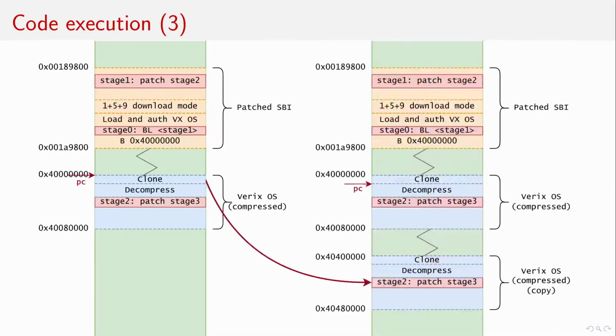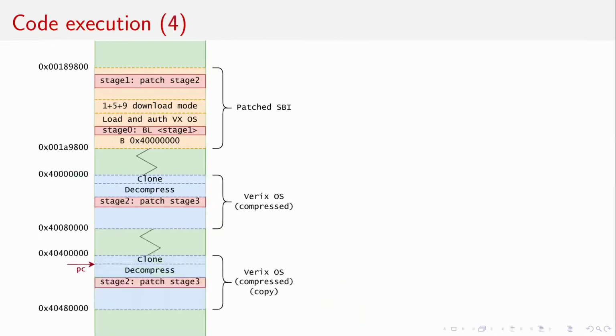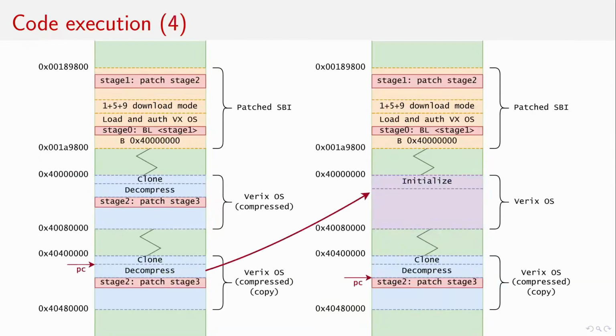And as you can see, we actually execute this clone functionality. What it does is clone itself basically to a much higher address and actually also transfers control flow there. And it does this such that it can then actually decompress back to this original address, which we see here. This is just before stage 2 is executed. This is when decompress is executed. We can see that the normal decompressed version of Verix is on the right there.